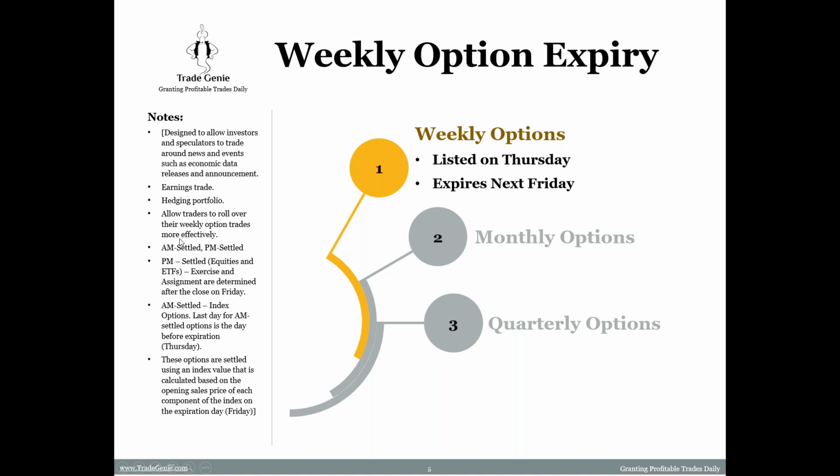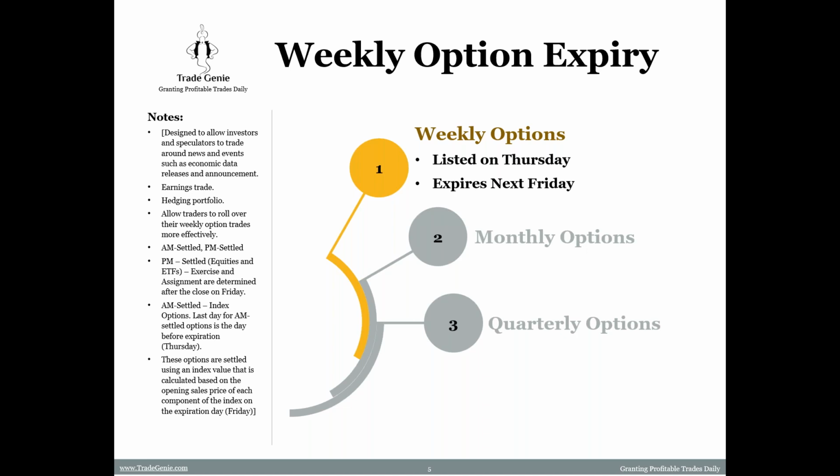Now, some options are AM settled and some are called PM settled. So what are AM settled and PM settled? You need to know whether it is AM settled or PM settled. PM settled options are for equities and ETFs. You can exercise your option, or the stock can be assigned to you. You can exercise your right, or someone else exercises his right and then you get assigned.